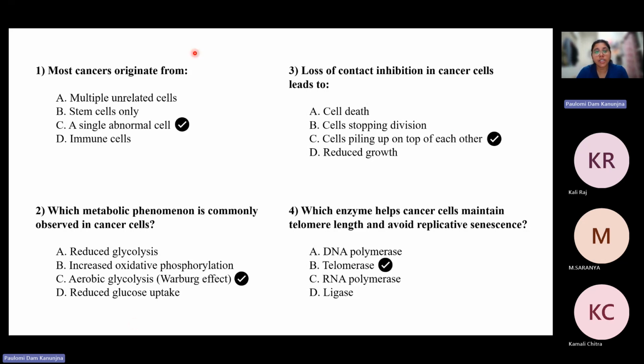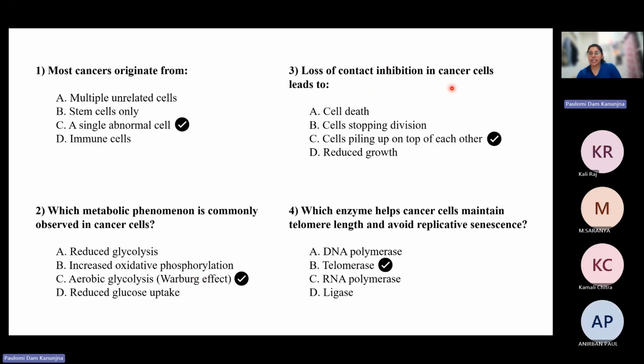So most cancers originate from a single abnormal cell. Cancer cells are mostly clonal. So one of the cells becomes aberrant, gets a mutation, and then keeps replicating and increases the mutant load. Okay. Which phenomenon is commonly observed in cancer cells? We discussed this already. Warburg effect. Loss of contact inhibition in cancer cells leads to cells piling on top of each other because they are not stopping at all, even after contacting another cell. And which enzyme helps cancer cells maintain telomere length?